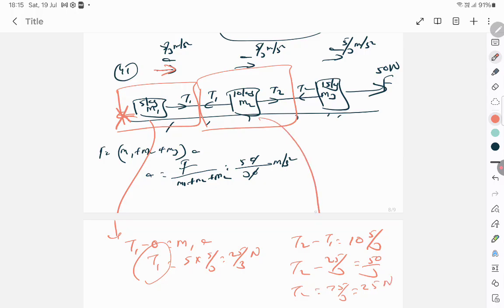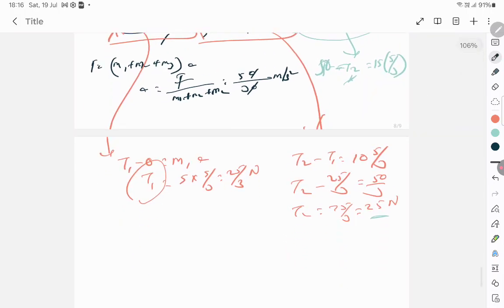You can take this free body diagram and do it. You can also take this free body diagram and write F minus T2 is equal to M3 into A. You still get the same value, F is 50 Newtons, and you still get T2 to be the same value of 25 Newtons. You can cross verify, and this is the way you have to solve this sum.